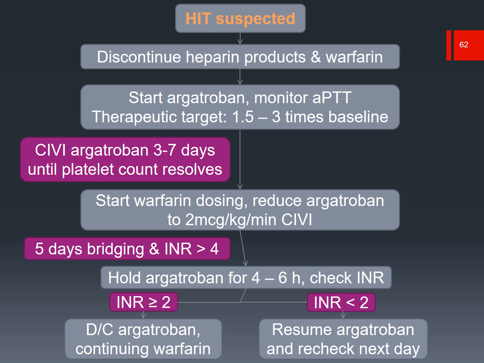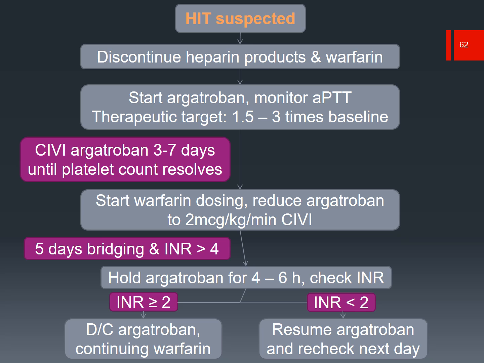Recall that argatroban can elevate PTT or PT, which will then elevate our INR, in which case we're expecting it to be higher than what it would be with just the warfarin alone. So we do require 5 days of bridging, similar to any of our anticoagulation therapies going over to warfarin, and the INR must be greater than 4. So we can adjust the dose of warfarin through those first 5 days just to make sure that they're getting the right INR therapeutic goals.